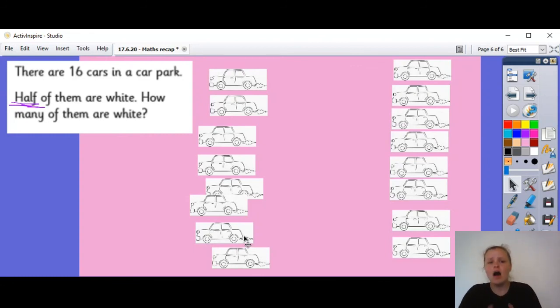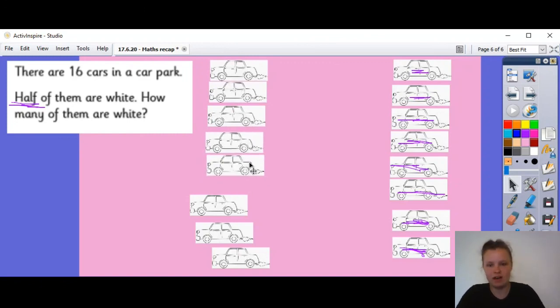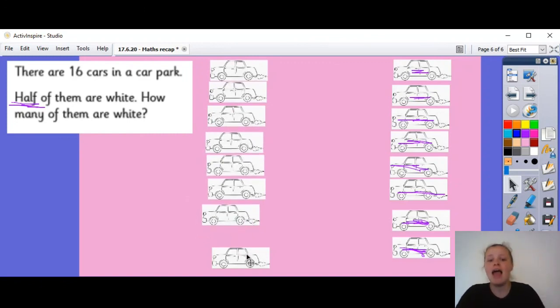Okay, so it says half of the cars are white. So how many white cars are there? You count how many white cars are there, because remember these guys over here aren't white. They're all purpley colour. Okay, so that means that half of 16 is 8 and half of the cars are white, so that must mean that 8 cars are white. 1, 2, 3, 4, 5, 6, 7, 8.